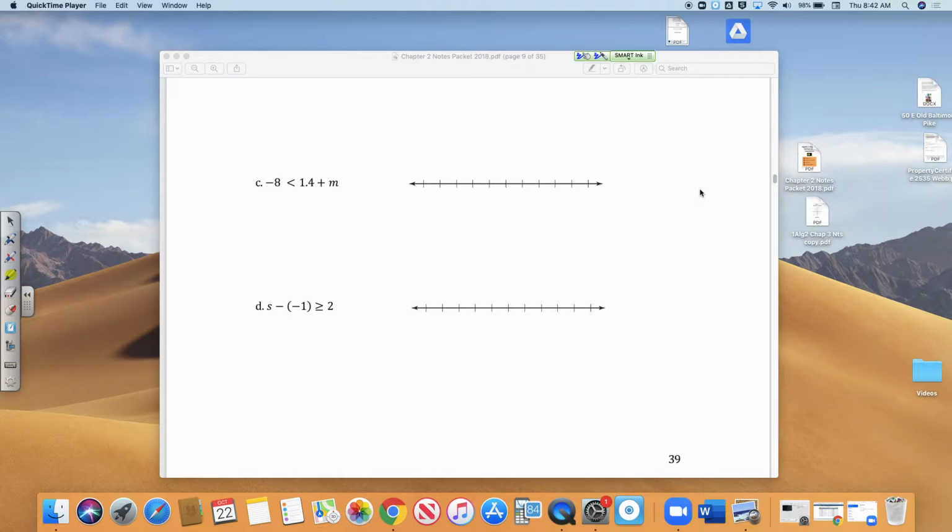So the way that it is set up, we have negative 8 is less than 1.4 plus M. Just rewriting it. Circling the variable, which is on the right-hand side, we need to get rid of that 1.4. That's a positive 1.4. To move that to the other side, we would have to get rid of it by subtracting 1.4.